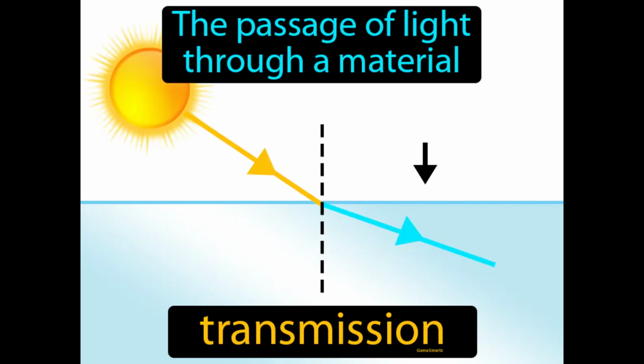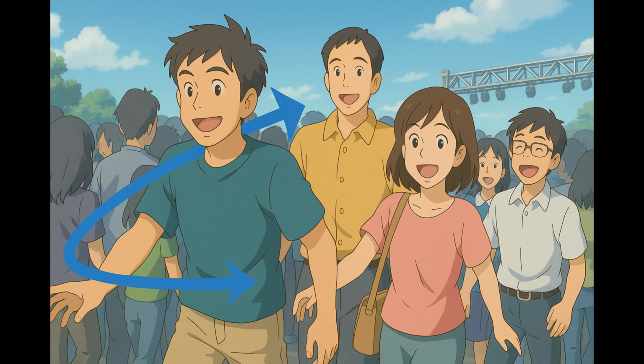The passage of light through a material. Transmission. Transmission is when light or other forms of energy pass through a material without being absorbed. Imagine trying to walk through a busy crowd at a concert. Just as you navigate your way through the throng of people, occasionally bumping into someone or having to squeeze through tight spaces, light passes through a material, interacting with particles within it.